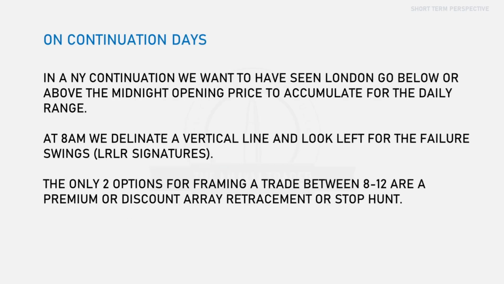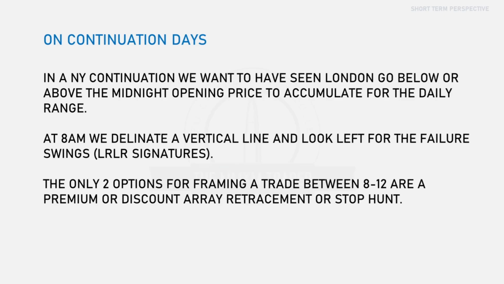Now, continuation days. In a New York continuation, we want to have seen London go below or above midnight opening price to accumulate for the daily range, right? So smart money accumulates sell orders above this New York midnight opening price, right? To continue down lower during the day, and vice versa will accumulate long orders below that New York midnight opening price to go for an expansion higher.